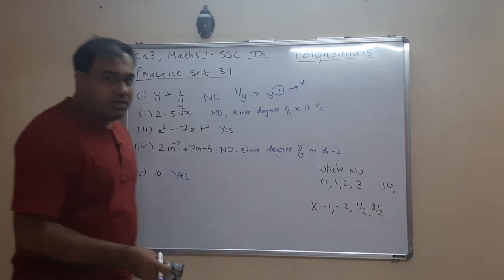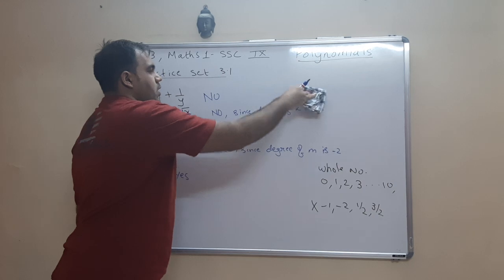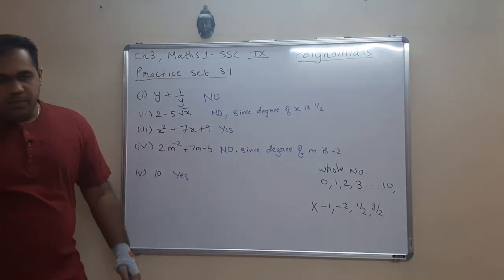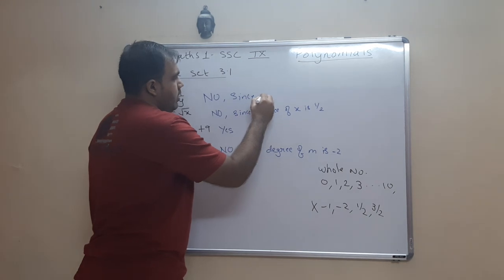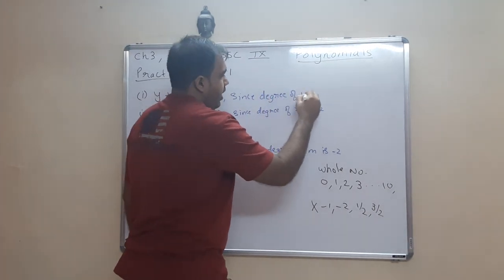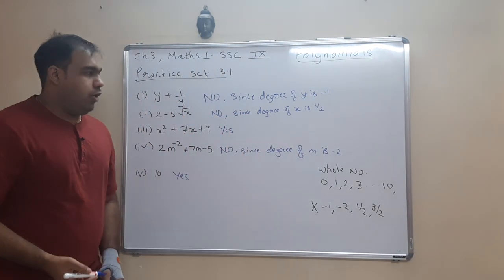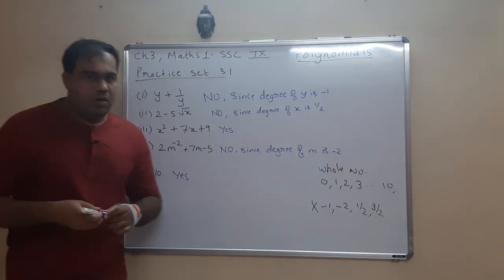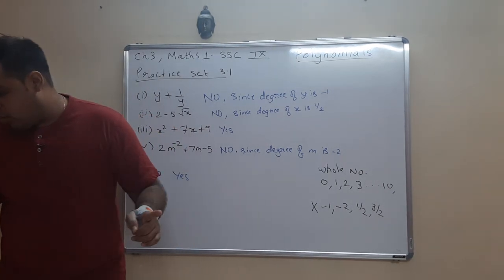So let me write the answer for you properly. Since the degree of y is minus 1, that is why this is not a polynomial. Question number 1, 2. What is the second question, second equation?